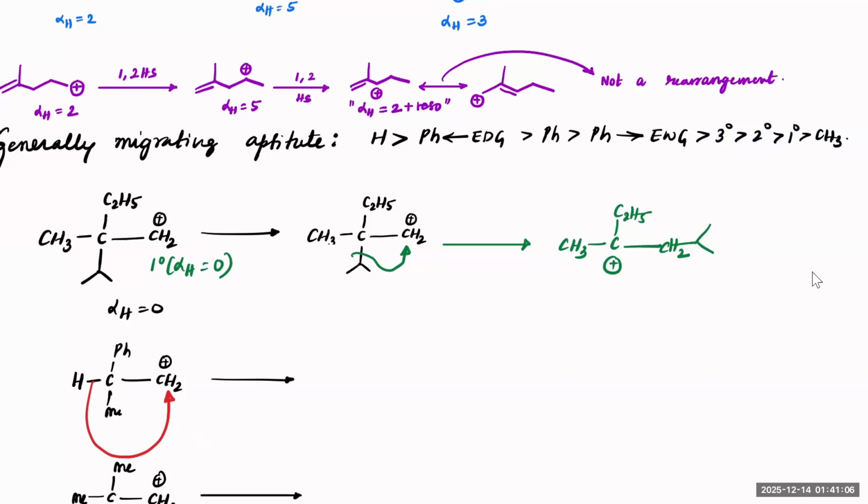Okay, let me show you in this case here. So you can see this is a methyl, isopropyl and ethyl. So the case is simple, isopropyl is 2-degree. So that is the 2-degree part which should shift here. So that's why isopropyl has been shifted. So this is the correct shifting of the positive charge.